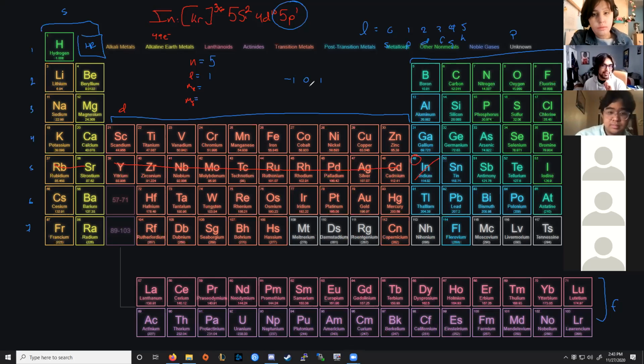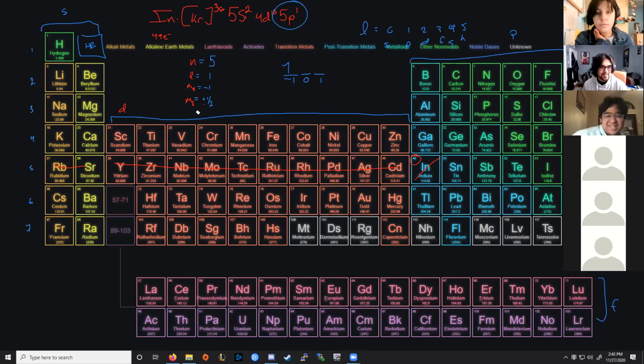Before you get ahead, how many boxes do I draw for P? How many orbital diagrams? 3. I have 3. And then if I were to fill my electrons, how many electrons would I fill? Just 1. And what orientation would it be? Positive. So it would be -1 and then +1/2. There you go. Are there any questions?